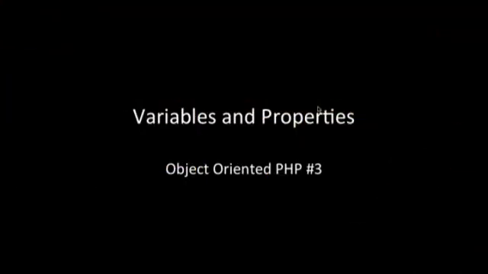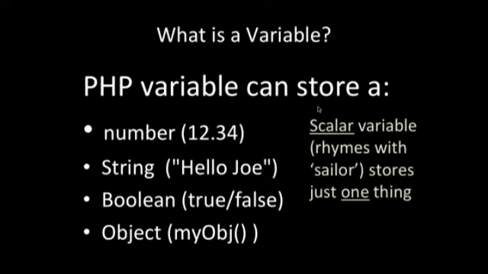Okay, today we're going to talk about variables and properties, as this is the third lesson that we've had with object-oriented PHP. First of all, if you're brand new to programming or PHP, you've got to ask yourself what's a variable. And the type of variables that we're using are called scalar variables, and they're called scalar because they store just one thing. They can store a number, and a number can be either an integer or a floating point number.